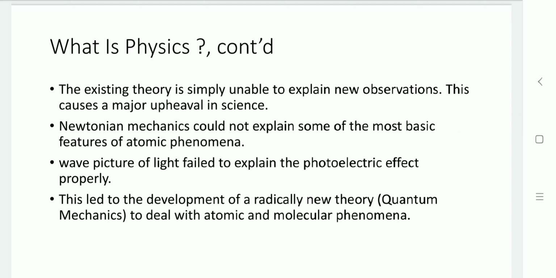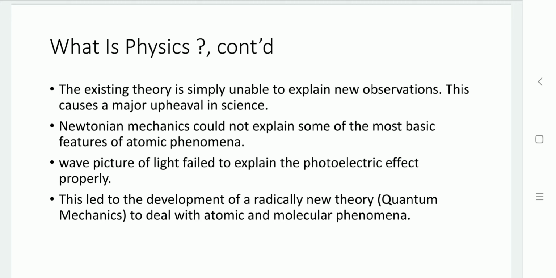So for that, new concepts came across. For example, Newtonian mechanics could not explain the basic features of atomic phenomena. The wave picture of light cannot explain the photoelectric effect properly. So for that, the development of a radically new theory came across, that is quantum mechanics, to deal with atomic and molecular phenomena. So this is how some of the theories can be accepted with very few modifications.